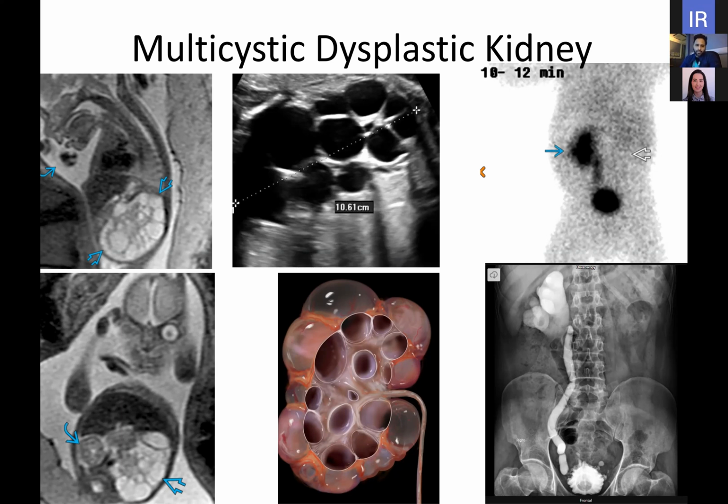And yeah, in some very rare cases, some of these cysts can undergo malignant transformation, mainly because there's always going to be an element of inflammation involved in some of these cysts.